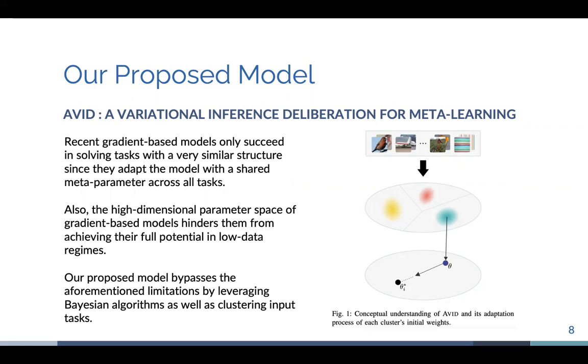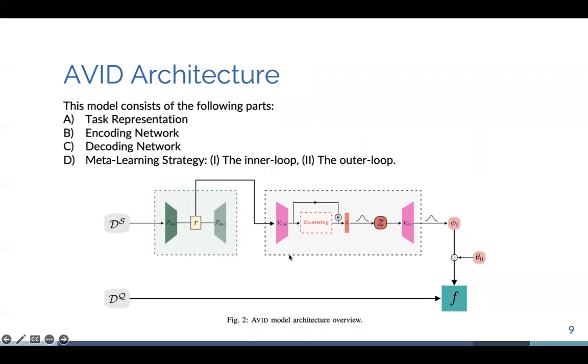As you see in this figure, we perform clustering to find the cluster to which the input task belongs. This empowers the model to handle various tasks from different distributions. Also, we have used a variational Bayesian method to model uncertainty in order to increase the generalization of the model. Now, let's explore the AVID architecture.